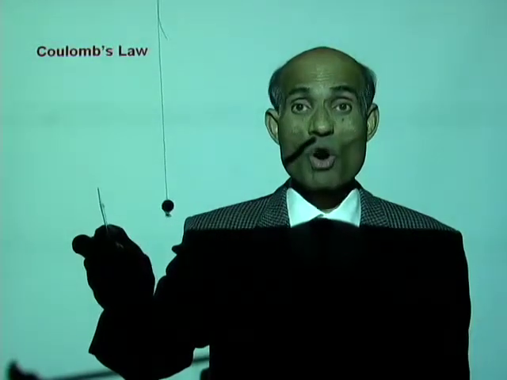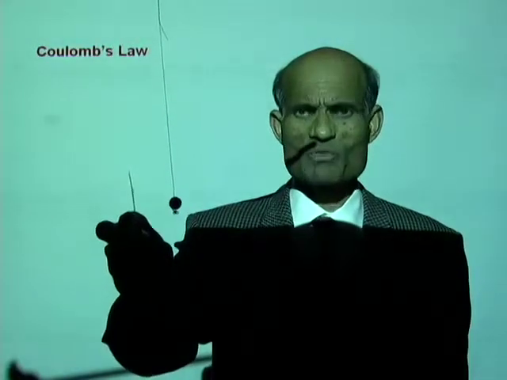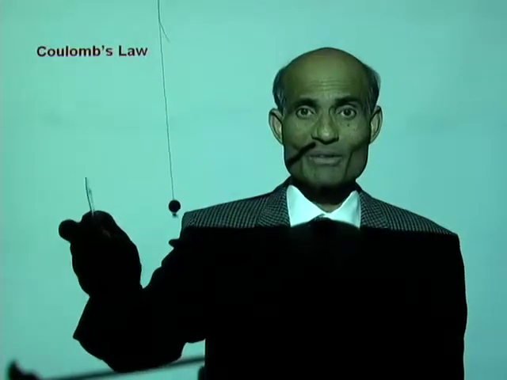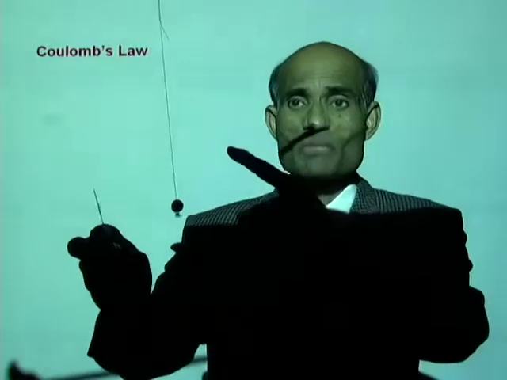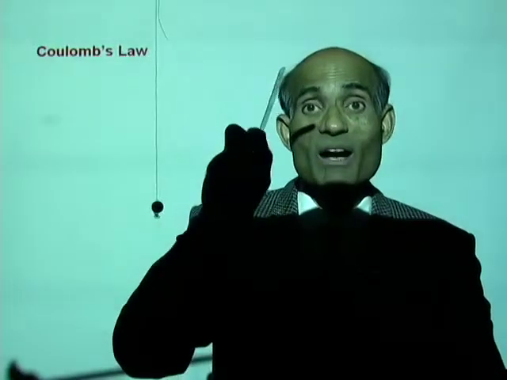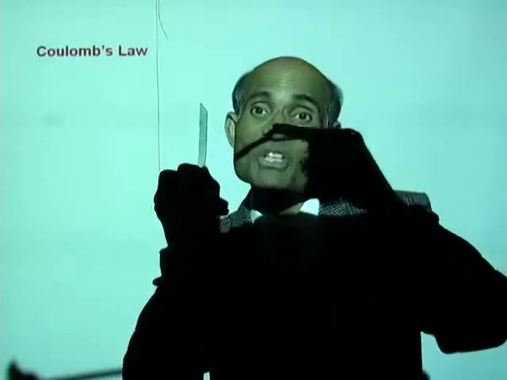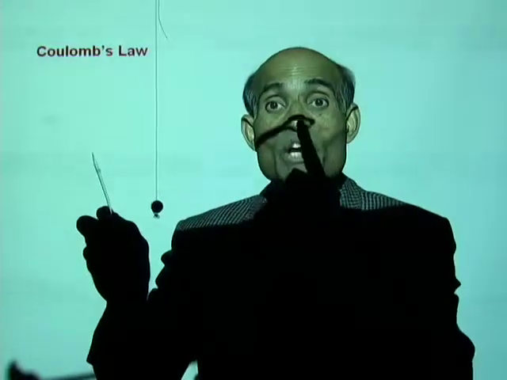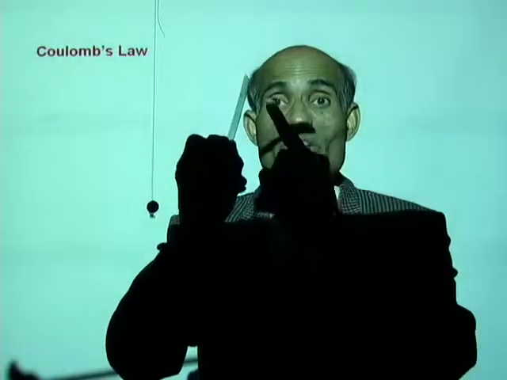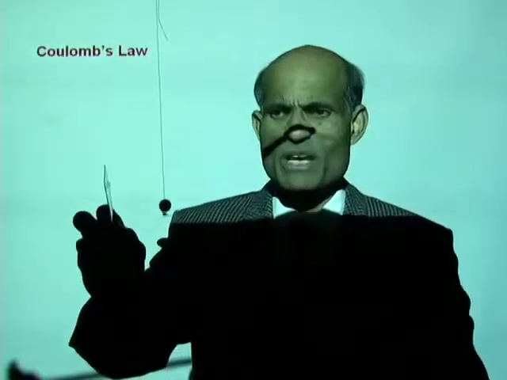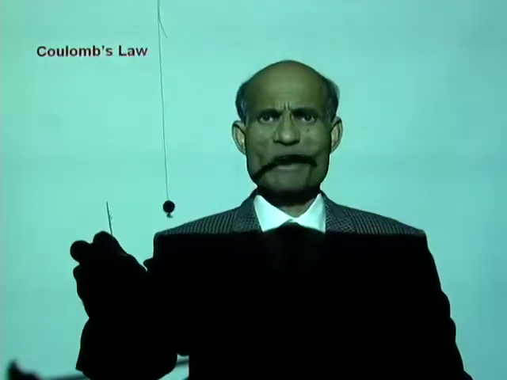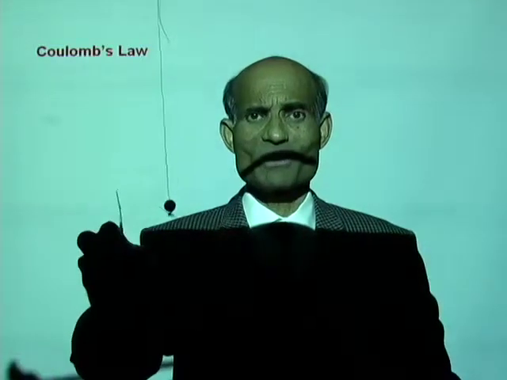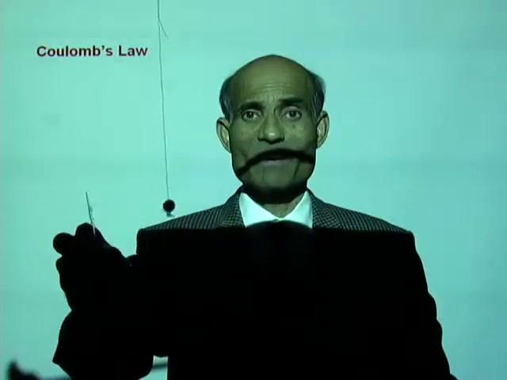Now why did it go away? Look what happens when I bring the plastic near. This object now has the same charge as the plastic because it came and touched it. That means it obtained charges by conduction. So here I have a negative charge and a negative charge. What happens when a negative charge is brought near a negative charge? Look at that, it goes away.